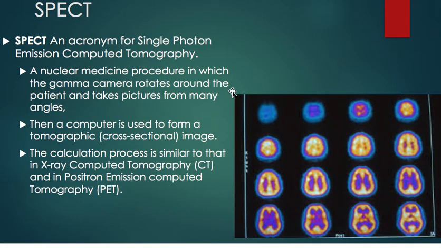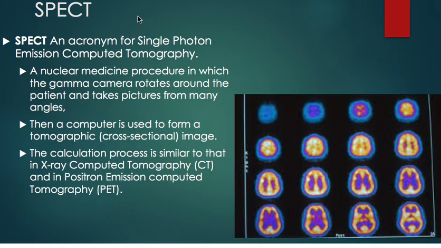SPECT scanning is a form of nuclear medicine. It's a type of procedure. In this one, the gamma camera rotates around the patient and takes pictures from a lot of different angles. Then the computer reformats everything into a tomographic or cross-sectional image. So it's very similar to CT or PET scanning, but it's actually still considered a nuclear medicine procedure.